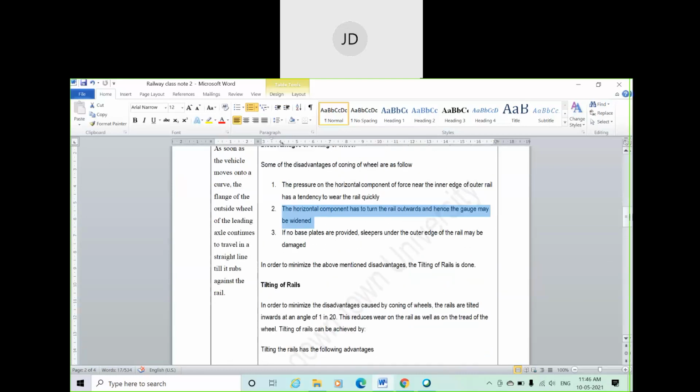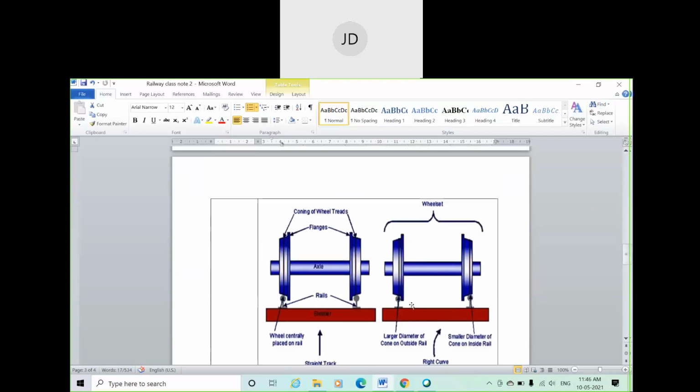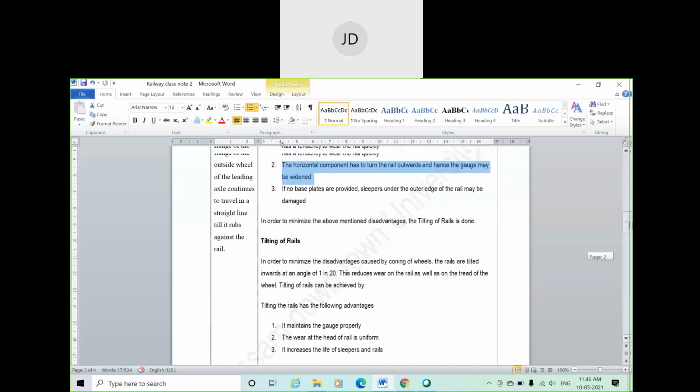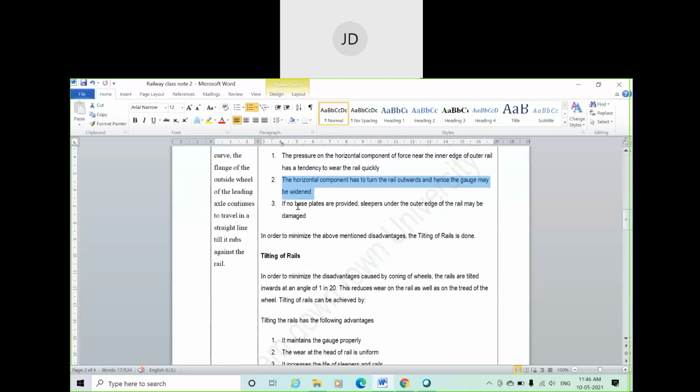Even the gauge, that means, gauge means what? The distance between the inner faces of the rail. It may alter because of the displacement of the rail or displacement of the sleeper. And to prevent that, we need to provide a base plate. That means if no base plate is provided, the sleeper under the outer edge of the rail may be damaged. That means we need to provide a base plate.